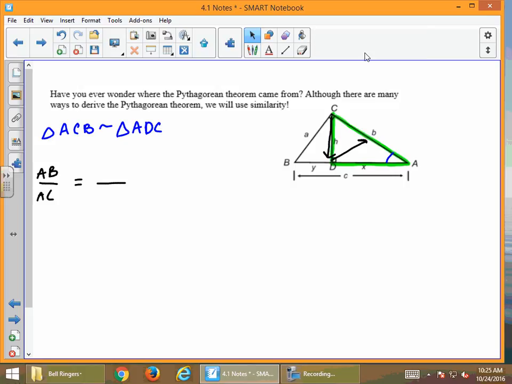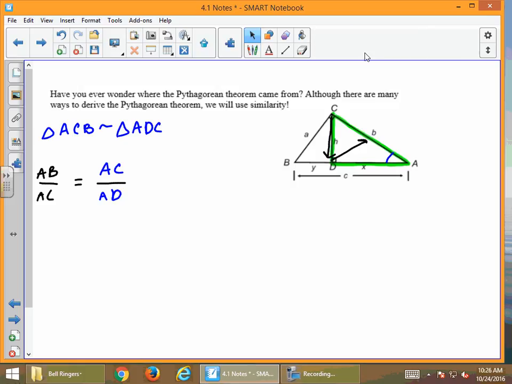The leg of the big, which is this right here, sorry, I mean AC. The leg of the big, which is AC, over the leg of the little, which is AB. Okay? We just set up the proportion of those sides. Hypotenuse of the big over the hypotenuse of the little is equal to the leg of the big over the leg of the little. That's exactly what we did here.